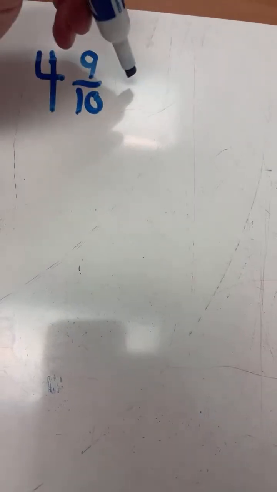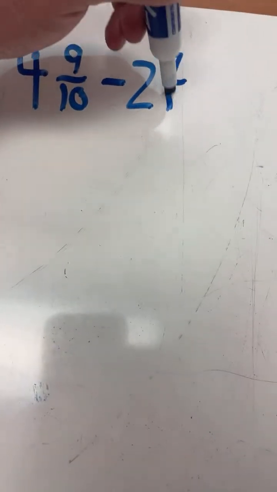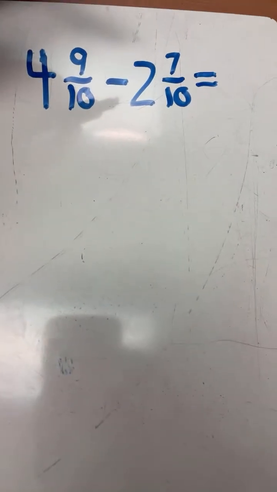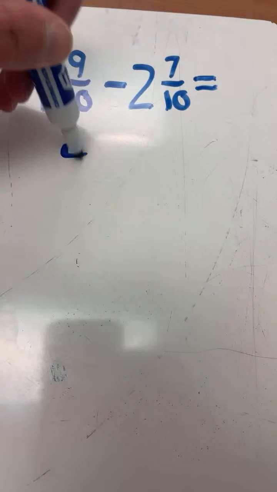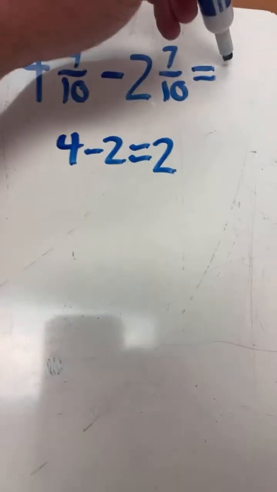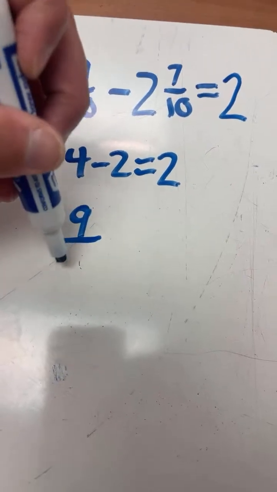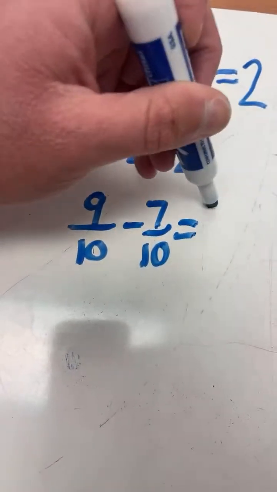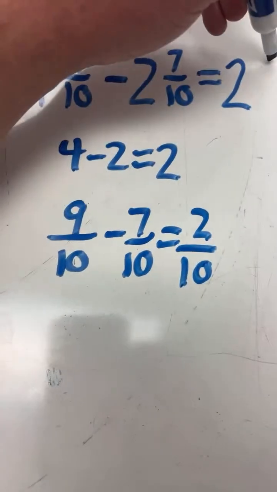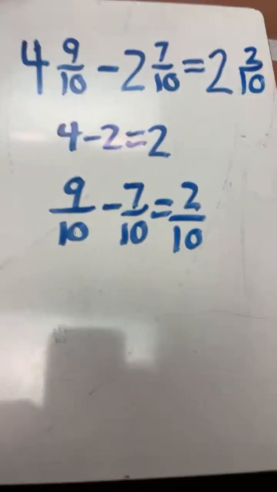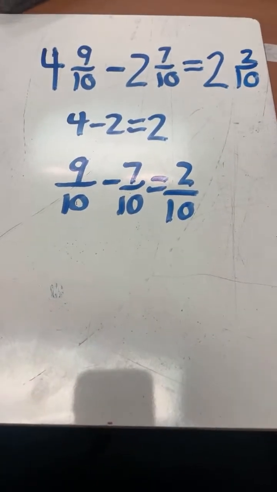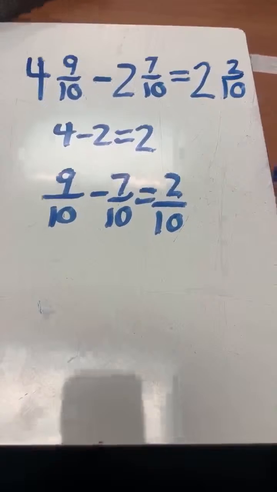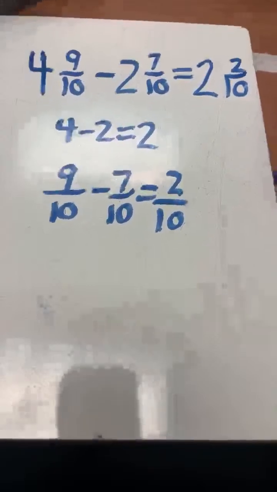All right, 4 9/10 minus 2 7/10. Step 1, we subtract our whole numbers. 4 minus 2 equals 2. Step 2, we subtract our fractions. 9/10 minus 7/10. 9 minus 7 equals 2. Our denominator stays the same. And we have our final answer. 4 9/10 minus 2 7/10 equals 2 and 2/10.